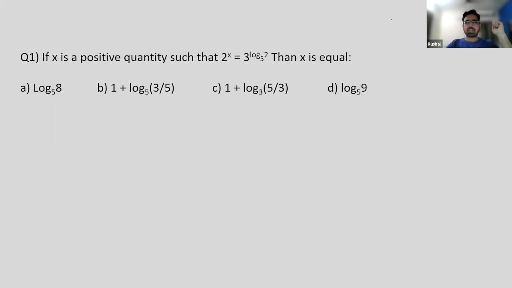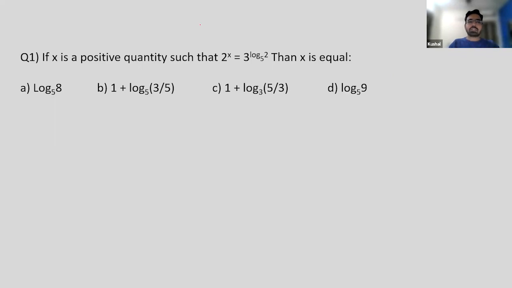Last 15 seconds, not really a difficult one. Let's have a look at this question.